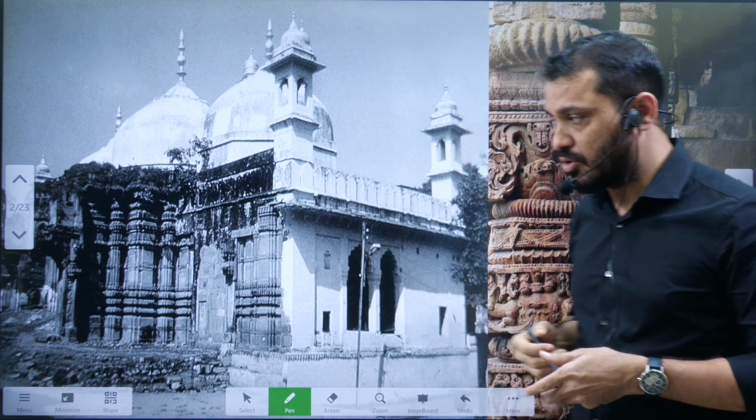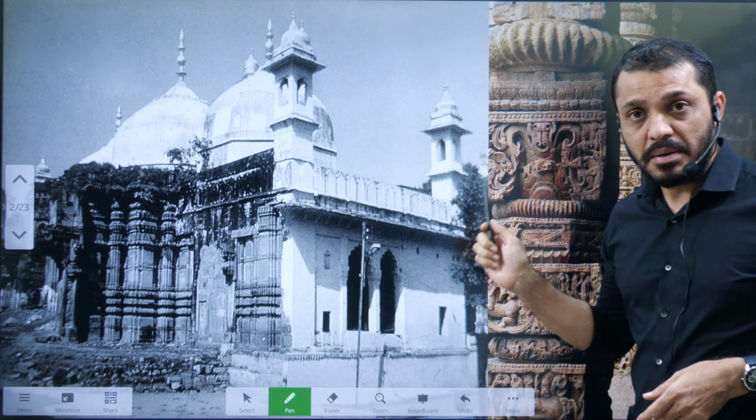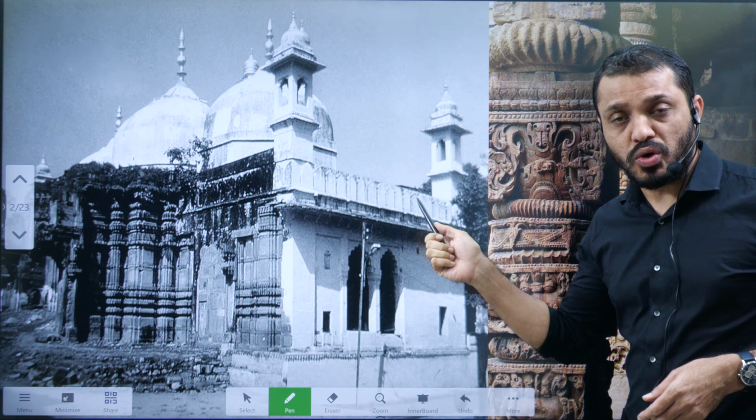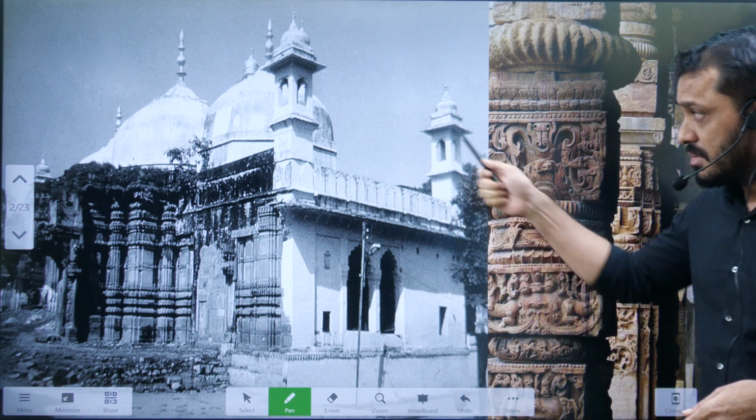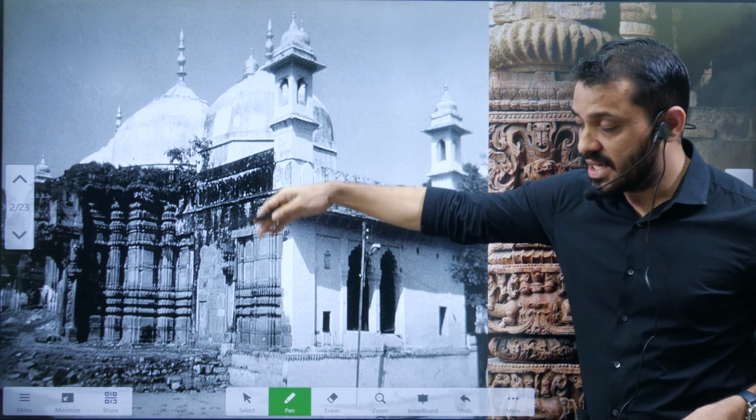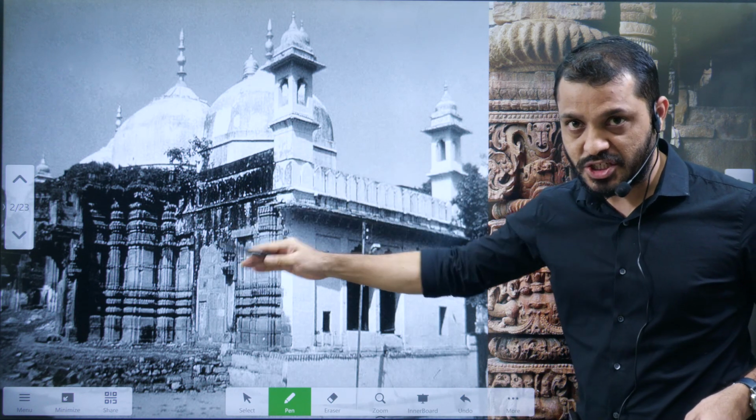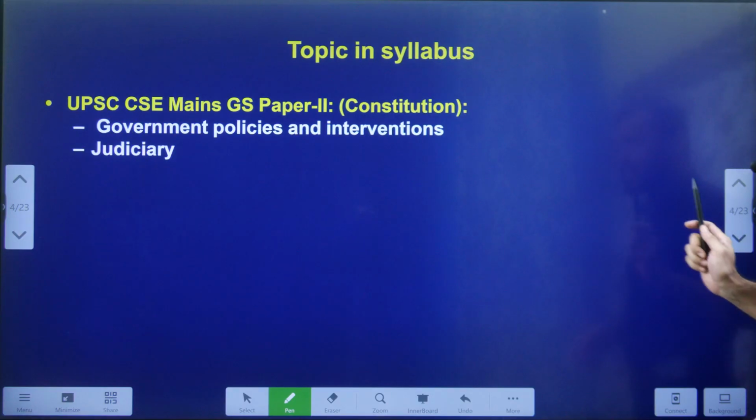Before we discuss further, first we will finish the syllabus mapping, then we will see the components of the video, what we are going to discuss. Gyanvapi Masjid case. In this background photo, you can see the Gyanvapi Masjid, and one side of the masjid has temple-like architecture.